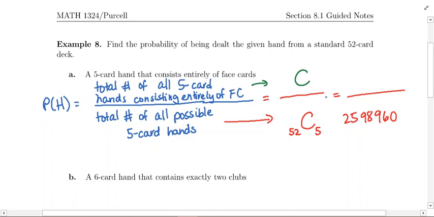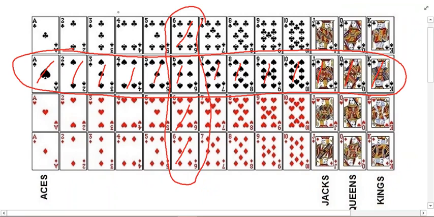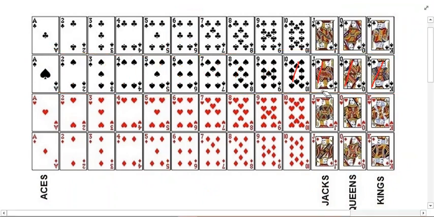So it's going to be a combination. You're still going to be choosing 5 cards because there's going to be 5 cards in your hand. But you're not pulling from the entire deck now. You want to ensure that you have all face cards, so you're only going to be pulling from the set of face cards. If you go back to your deck, and let me erase what we've done from some previous videos, we're interested in only the face cards.